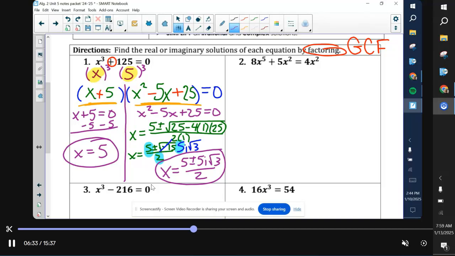And so this is what we're going to do a lot of in this lesson. Okay. The first few on this page are sum and difference of cubes. As we take a look at number 2, I got to first set it equal to 0. And then when we factor, I first have to look for my greatest common factor. I can factor an x squared out of both of them.